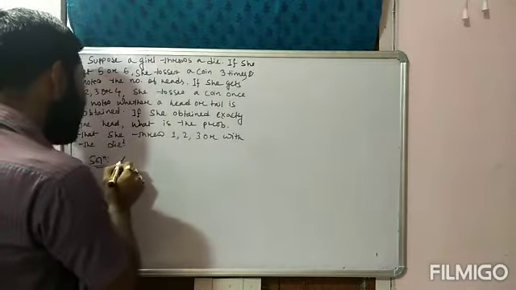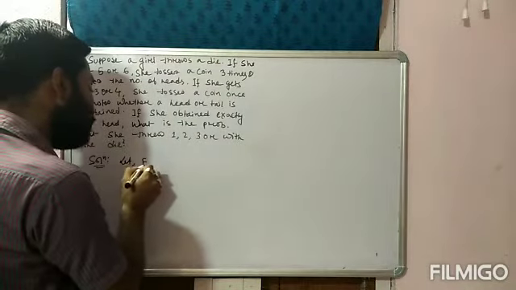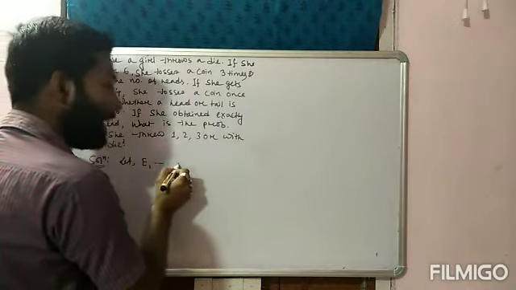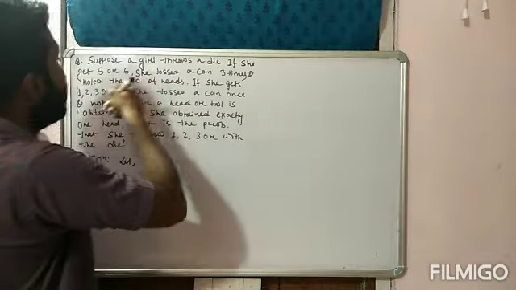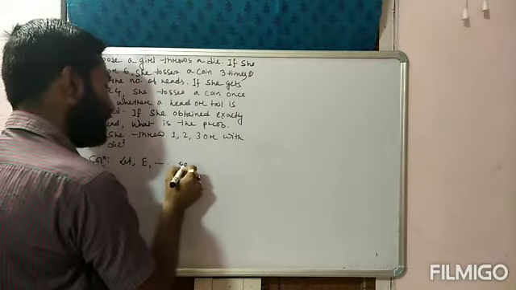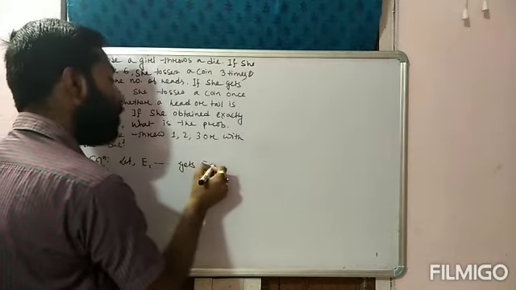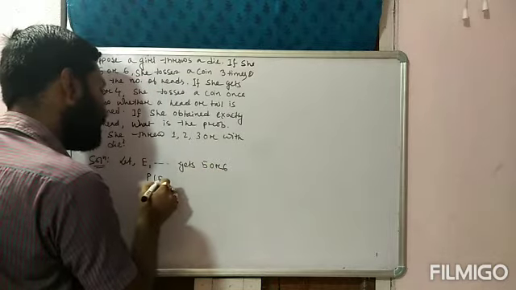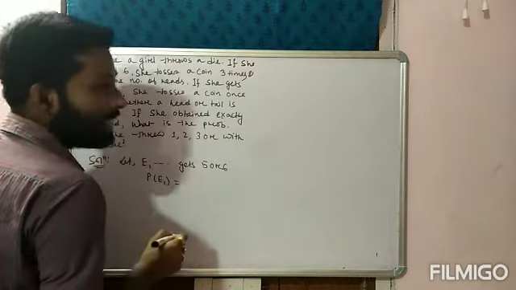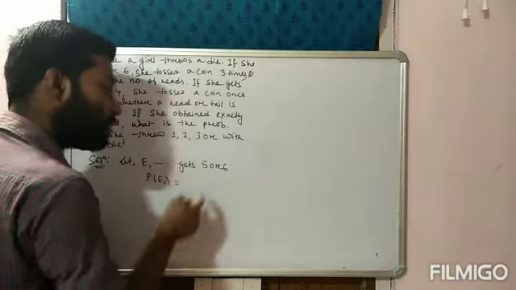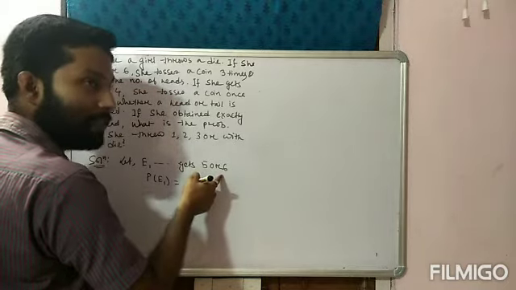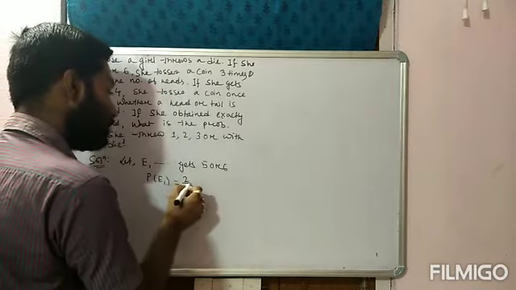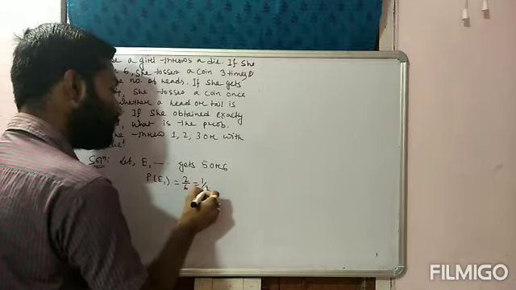So let us consider those 2 events. Let E1 be the event that the girl gets 5 or 6. So what will be the probability of E1? Since in a die there are 6 faces, out of 6 these 2 values should come, these 2 faces. So that means this will be 2/6, that is 1/3.